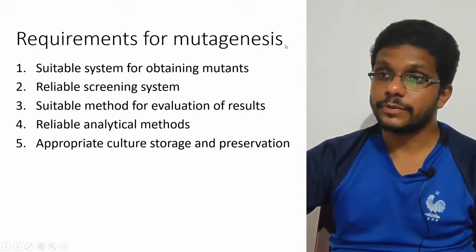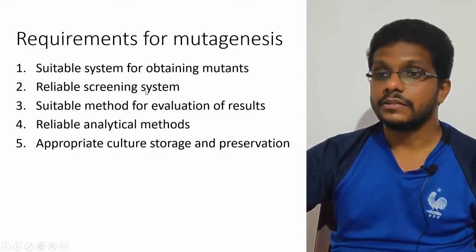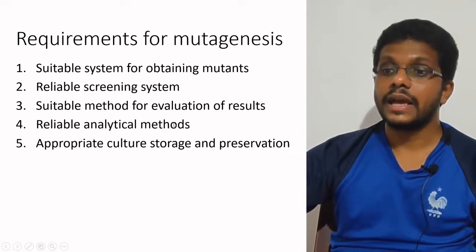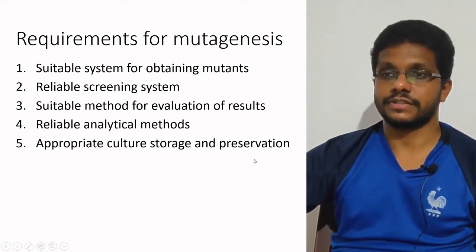So the requirements of mutagenesis: first we need a system, then a screening system. Again, we need a method of evaluation of result. An analytical method should be there, and facilities for storage and preservation. So that's all for this session. In this session, we talked about mutation, selection strategies, and requirements of mutation.